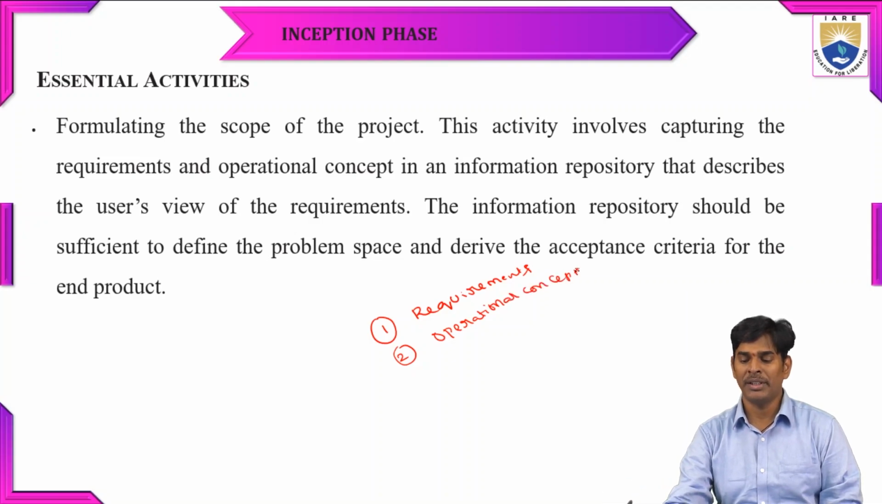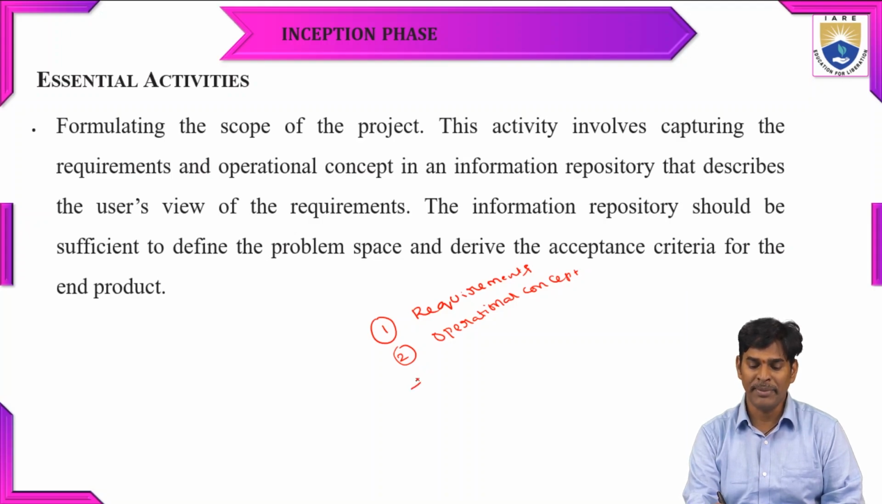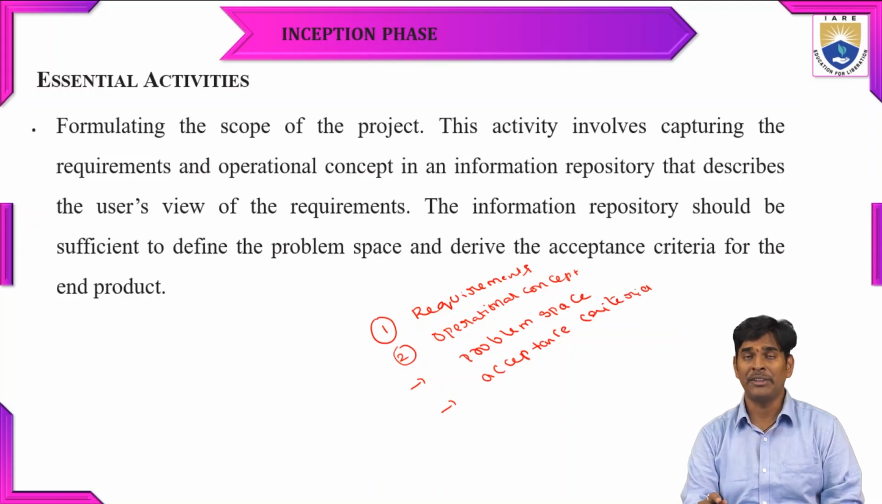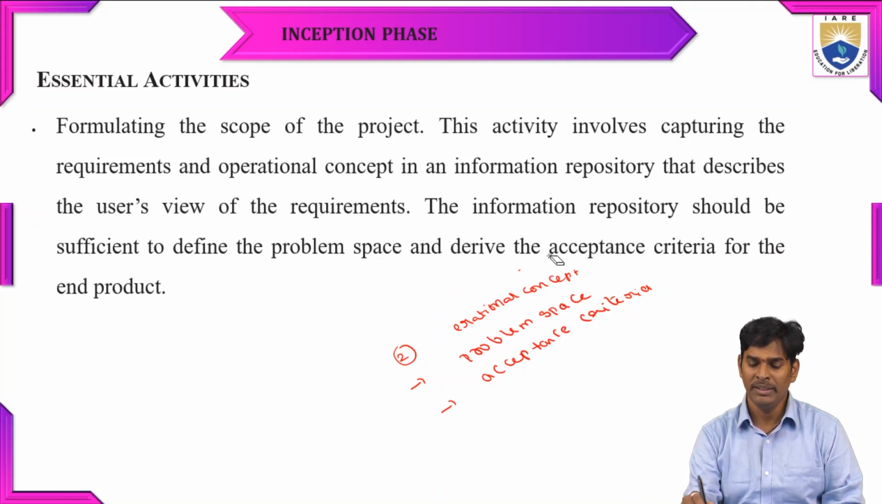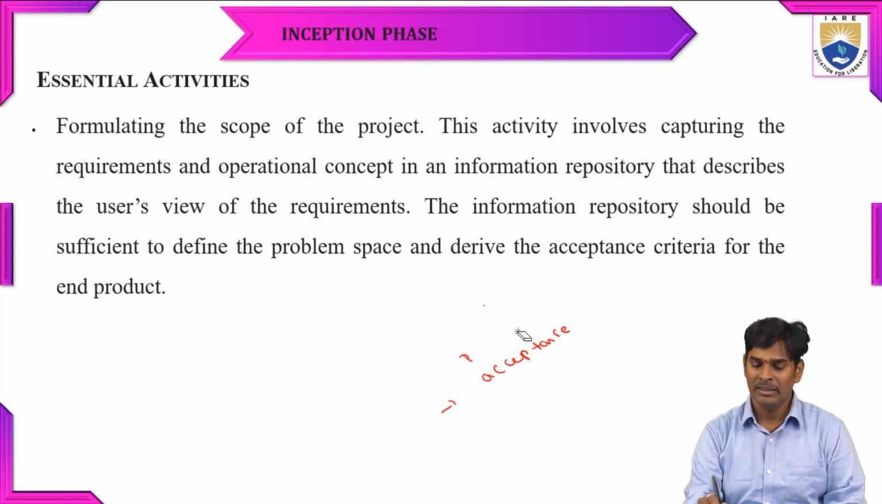In the information repository for the user view, they need to define the problem space. So what is the problem space and how to derive it by using the acceptance criteria. So this must be used for the essential activities. First, they need to design in the inception phase only. So this is the first: formulating the scope of the project and how to handle this software project here.